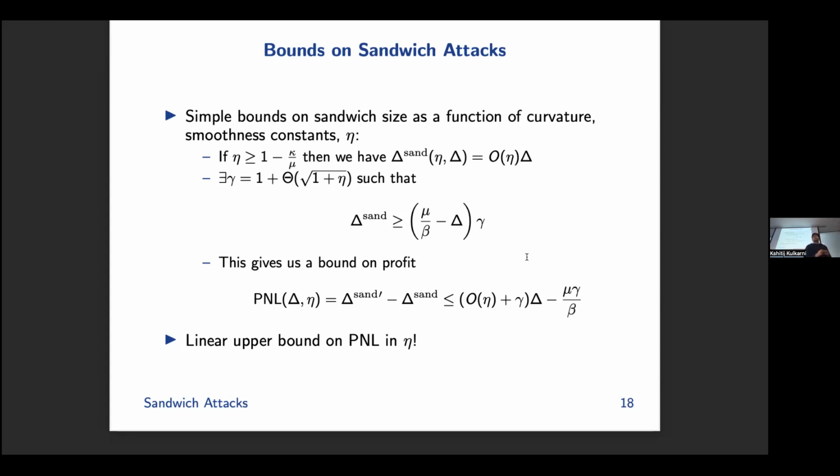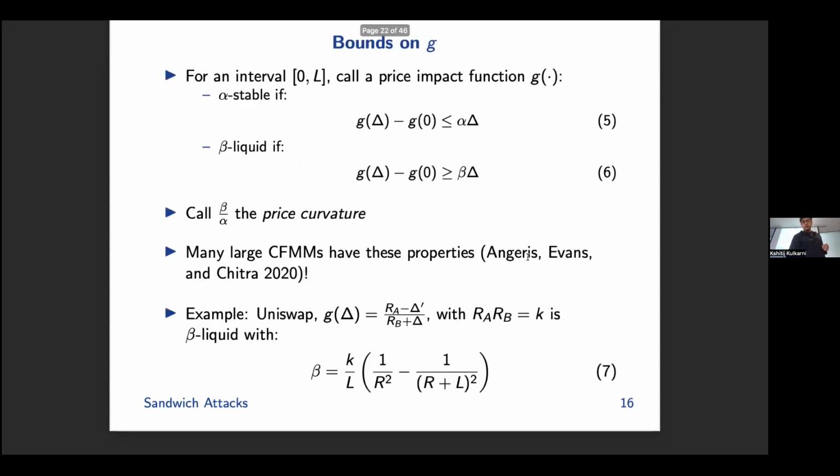Could you please go back to the definition of those bounds? Alpha and beta depend implicitly on R and R prime, right? Yes, they depend on R and R prime because this bound is only valid on an interval. So the bound also depends on the fact that you're trading at a specific reserve level, at a specific trade size that falls within the interval. Yes.